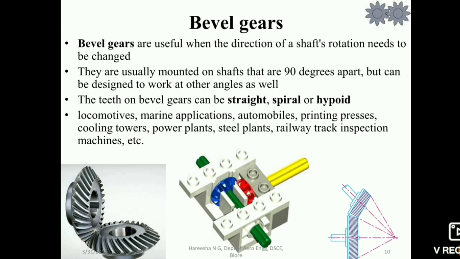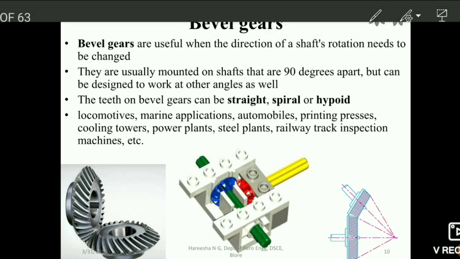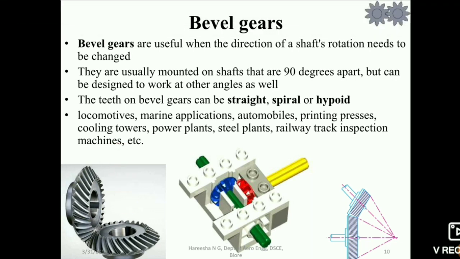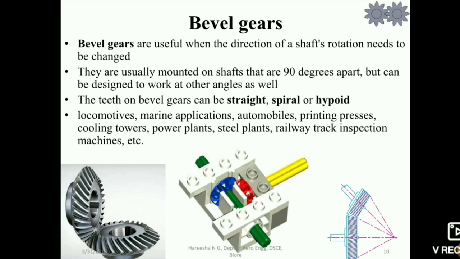Next is bevel gears. You can see bevel gears are used to connect two perpendicular shafts. One shaft coming like this and another shaft in the other direction like this. So if you want to connect both perpendicular shafts, you can use bevel gears. They can have straight teeth, spiral or hypoid, like different types of teeth arrangement you can expect here. This is mainly used for marine applications, printing presses, railway track inspection, like a lot of applications you can find here also.